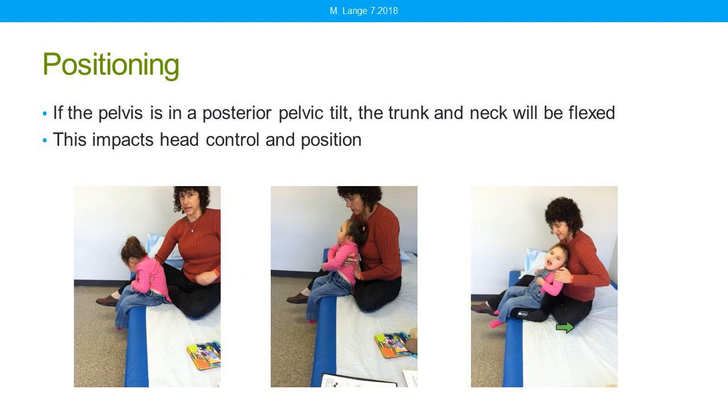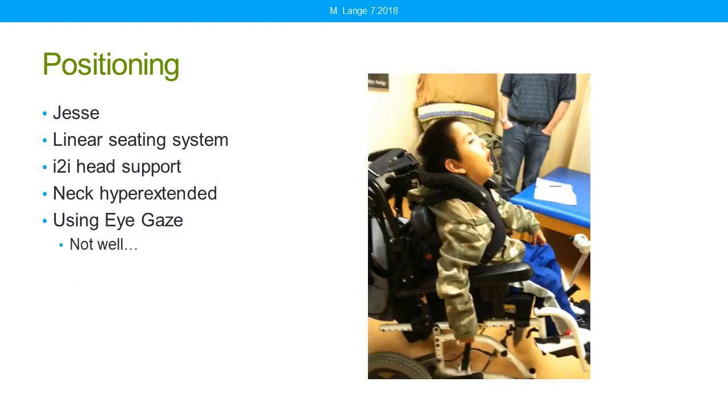She's leaning against me a little bit. She still needed a head support, but her head's aligned. So if she had an eye gaze system in front of her, guess what? She's looking right at it. So this position is super, super important.